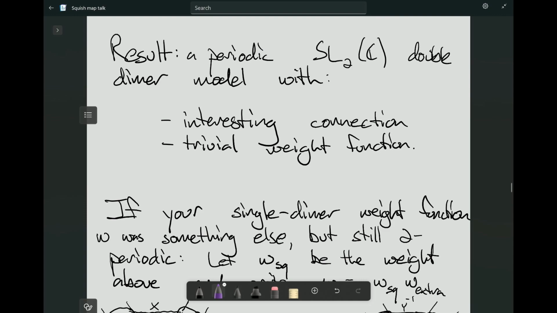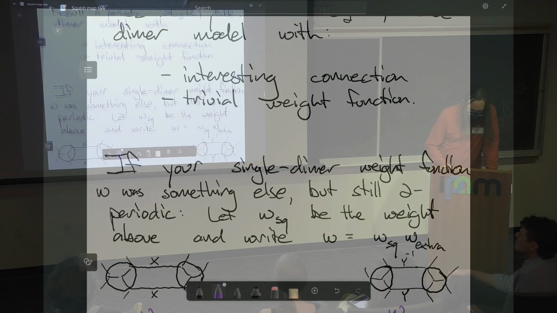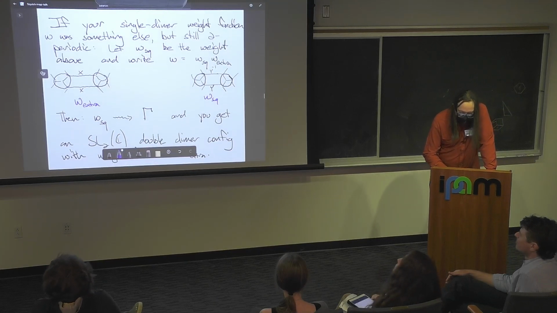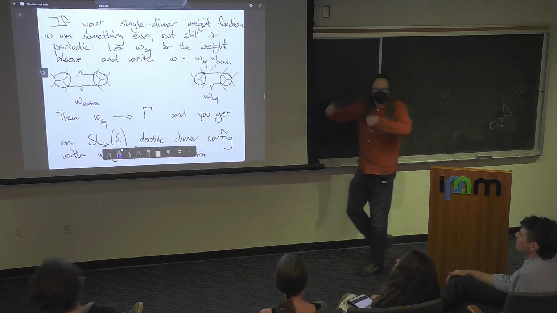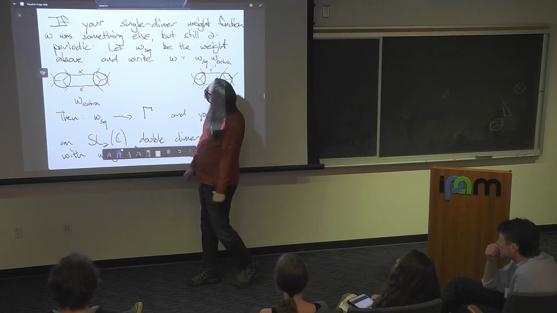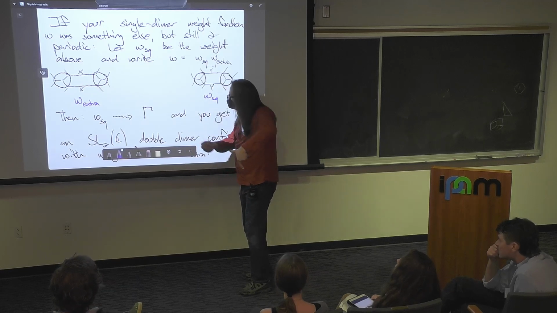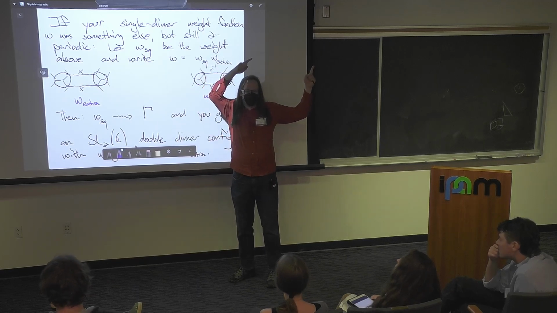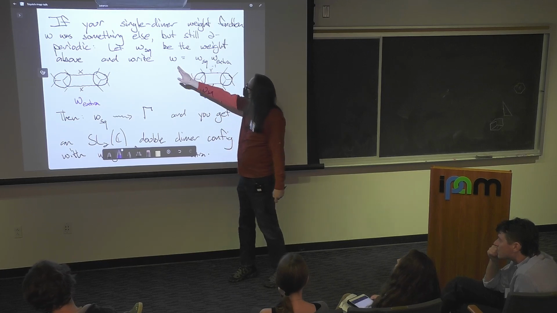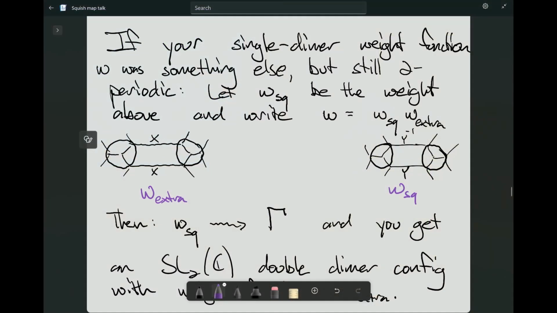So you can, right? If your single dimer thing is still two periodic, but you had a different two periodic weight function, well, kind of divide out the stuff that isn't the weight function I showed you before. Take my weight function, write it as a part that's going to squish plus some extra stuff times some extra stuff, because these are multiplicative weights.